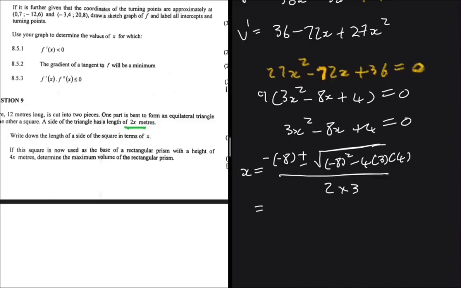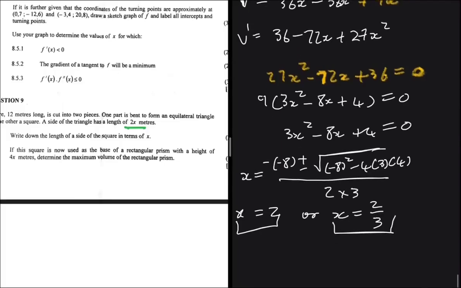So let me just put this in my calculator real quick. Minus 8 squared minus 4 multiplied by 3 multiplied by 4, everything divided by 2 multiplied by 3. So I'm getting x is equal to 2 or x is equal to, let me find out what the other value of x is. The other value of x is 2 divided by 3. So one of these two values is supposed to be a maximum and the other one a minimum, and we're looking for the maximum.